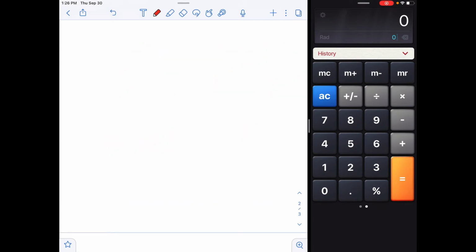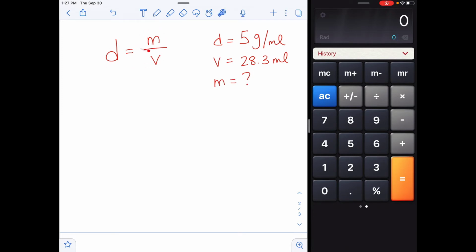Now let's say you want to start substituting in some real numbers. Here's a familiar one. Density equals mass over volume. What if someone has given you the information that the density of an object is 5 grams per milliliter, and the volume of the object is 28.3 milliliters. And then they're asking, what is the mass of the object? So what I need to do is I need to get mass all by itself in this equation.